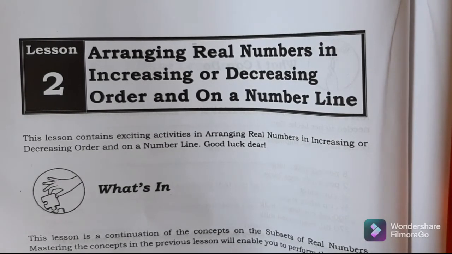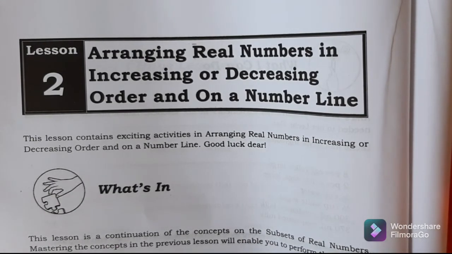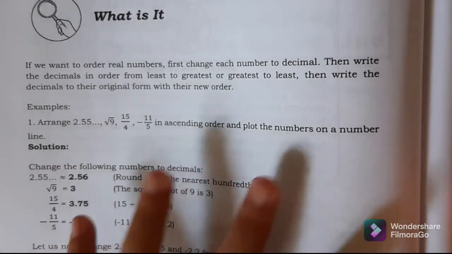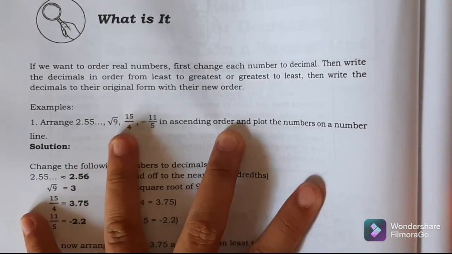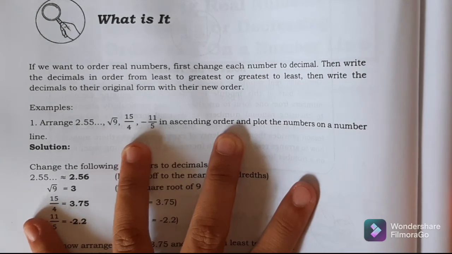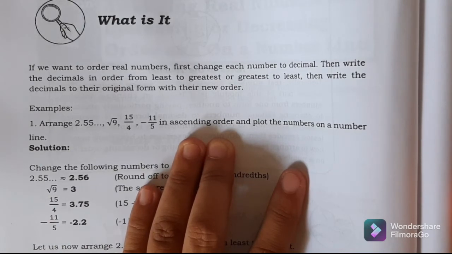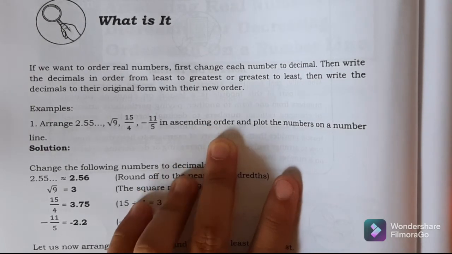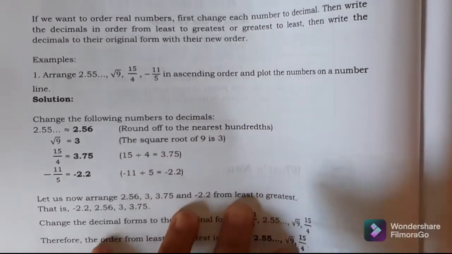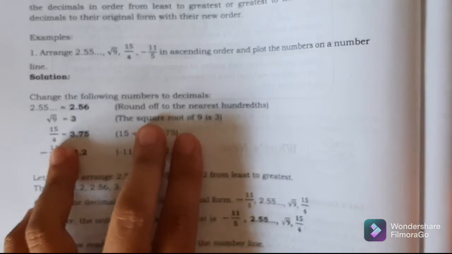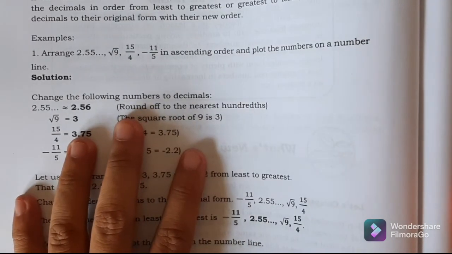The next thing to do is to arrange real numbers in increasing (pataas) or decreasing (pababa) order on a number line. So we have here our given example wherein we have 2.55, square root of 9, 15 fourths, and negative 11 fifths. So ascending siya. Ascending order ang gagawin natin mula pinakamababa pataas. Then after that, we're going to plot the numbers on a number line. So, dahil magkakaiba sila, yung isa decimal, yung isa is naka-square root, yung iba ay fractional form, we must change the following numbers to decimals.